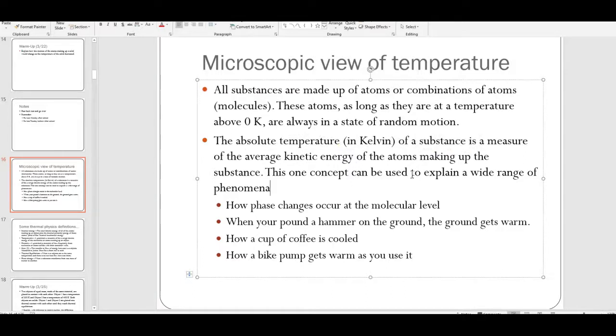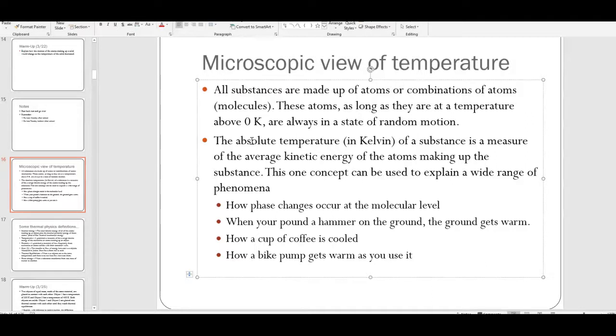Okay, this one concept can be used to explain a wide range of phenomena. So we already saw how phase changes happen as the atoms increase in temperature and they shake faster, right? They start to kind of shake themselves apart, going from a solid to a liquid to a gas where they're completely broken apart.